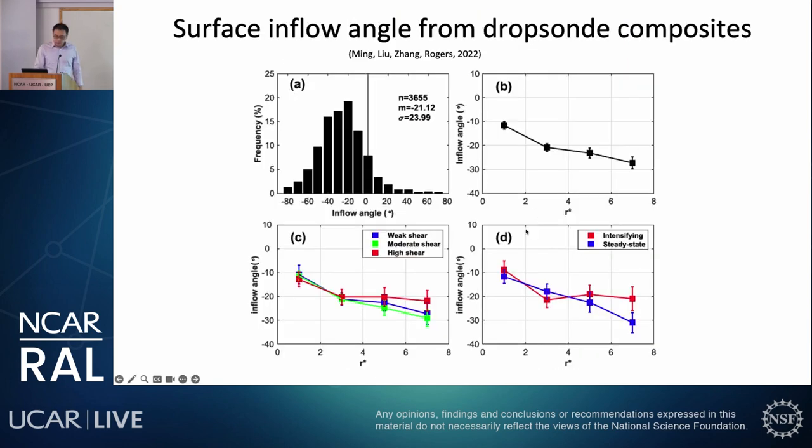Here's a study my colleague did using dropsonde. He looked at the 3,600 dropsondes, only the surface 10 meter inflow angle. Just for a verification point, look at the D panel. This is the surface inflow angle as a function of R over RMW. He looked at the intensifying versus steady state cases. It's consistent with the Doppler radar data. You see for the intensifying case, there is a larger inflow angle closer to the RMW, while the steady states have a much larger inflow angle in the outer core.